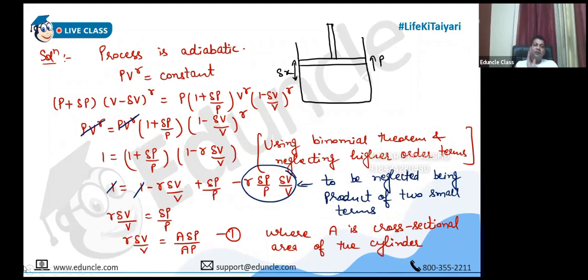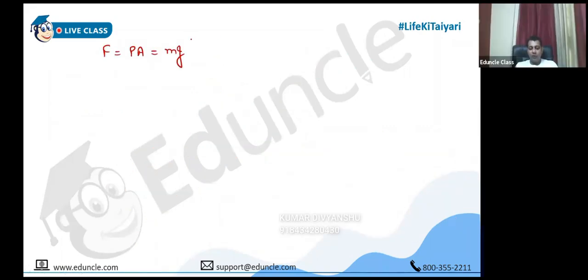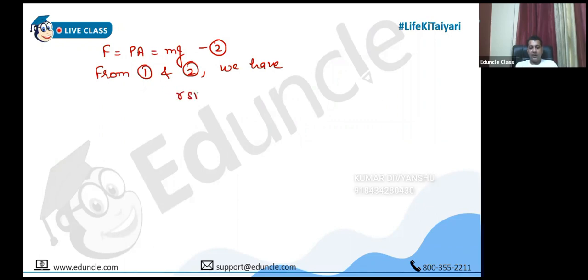Now, the force exerted by the gas on the piston. The cross sectional area of the piston will be the same, because the piston is exactly of the same size as that of the cylinder, and P is the pressure. So force exerted on the piston by the gas will be P into area, because force is pressure into area. So force equal to pressure into area, and this will also be equal to M into G under equilibrium condition. From 1 and 2, we have gamma delta V by V equals A delta P by mg. We can replace PA by mg.